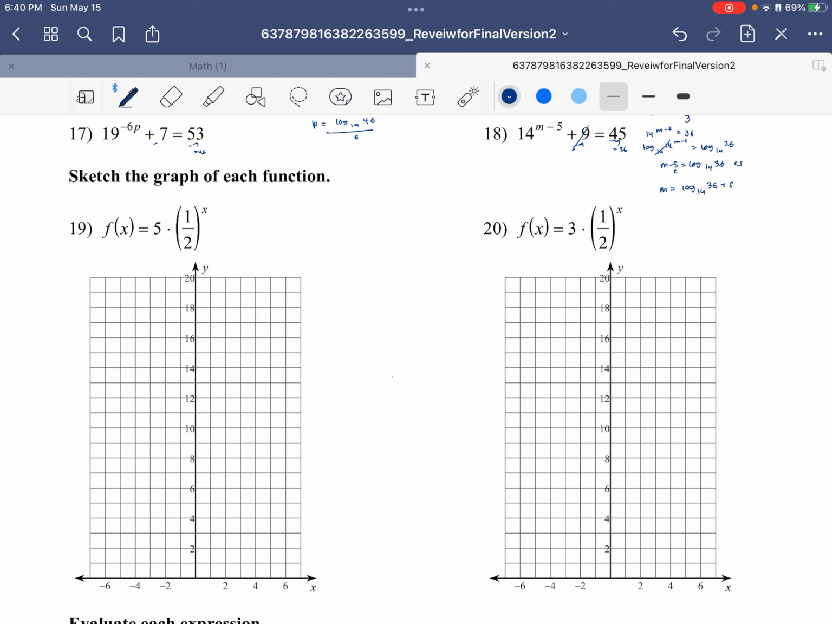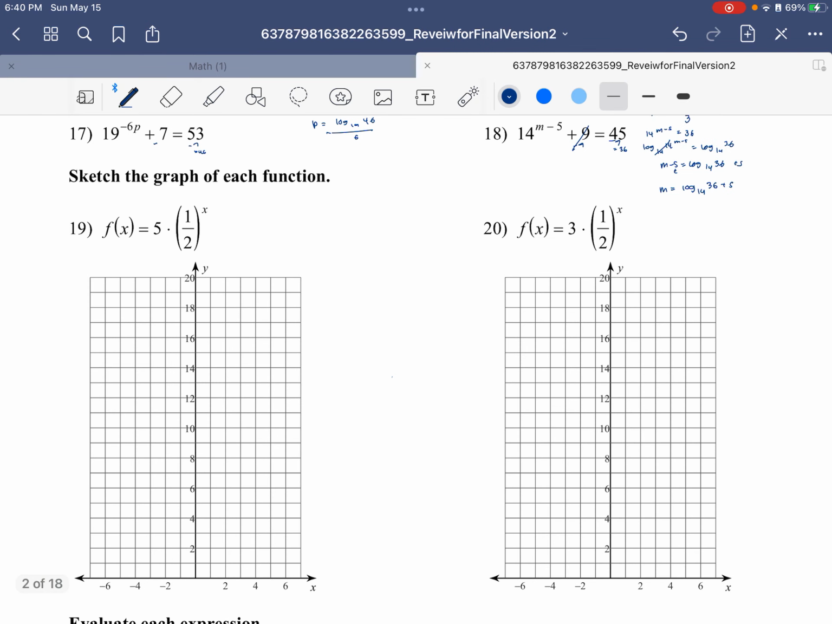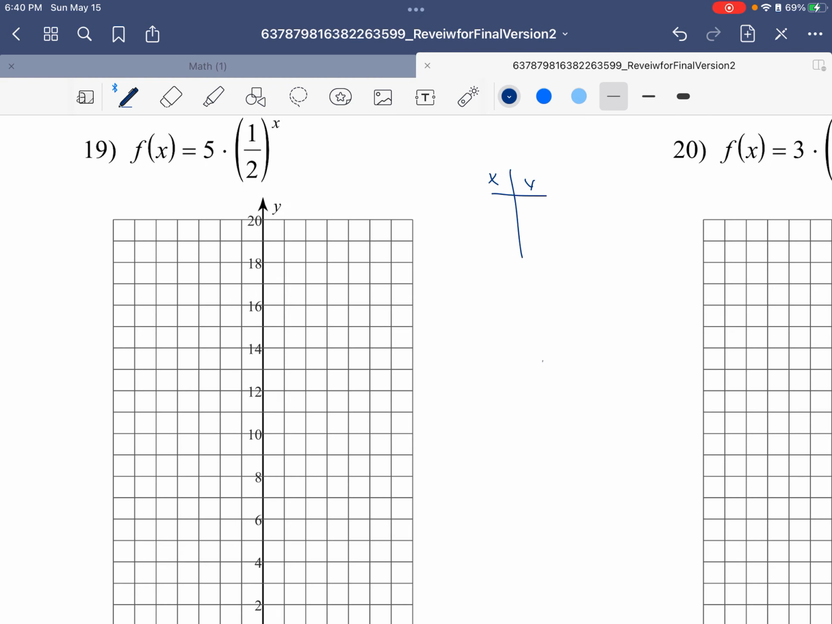These are a lot simpler than I feel like they seem. It might be because there's no transformation for these. What I do is I make a little table, and then I plug values into x. So I plug values into the exponent to get y. If I plug 0 in, 1/2 to the power of 0 is 1, because anything to the power of 0 is just 1.